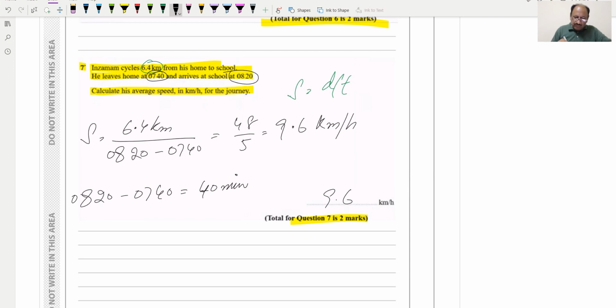This will be the time conversion, which we can show as 40 over 60. This will be in hours. If we divide this into hours, we can show this time. Otherwise, you can just show till here. That will also work, and this will be the answer, 9.6 kilometer per hour. Hopefully you understood this.